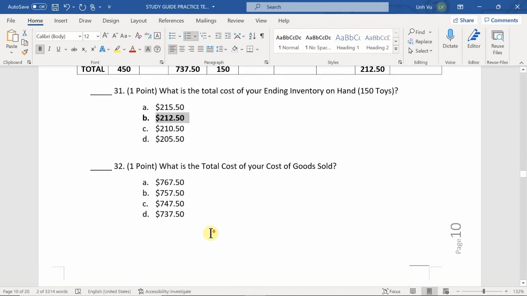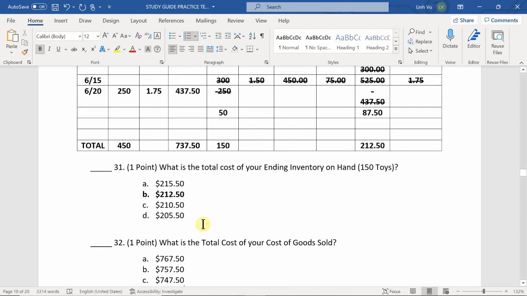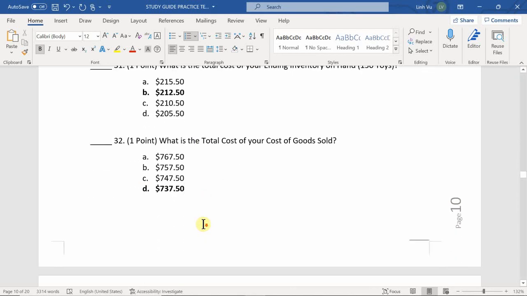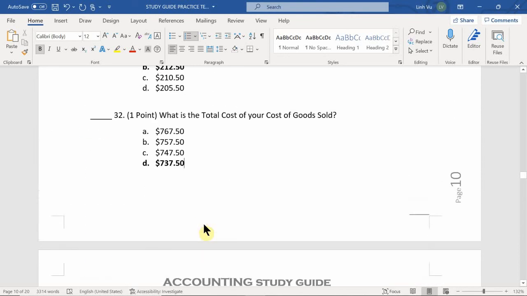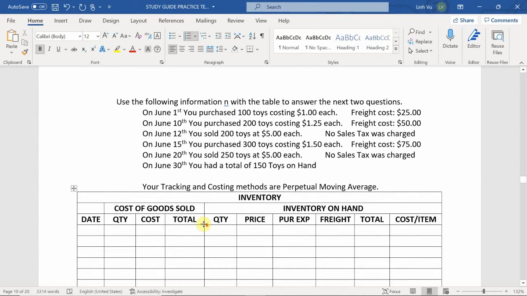Okay. And then this question says, what is the total cost of your goods sold? The amount is 737.50. That is the total amount of your cost of goods sold. That's it. All right, so good job there.